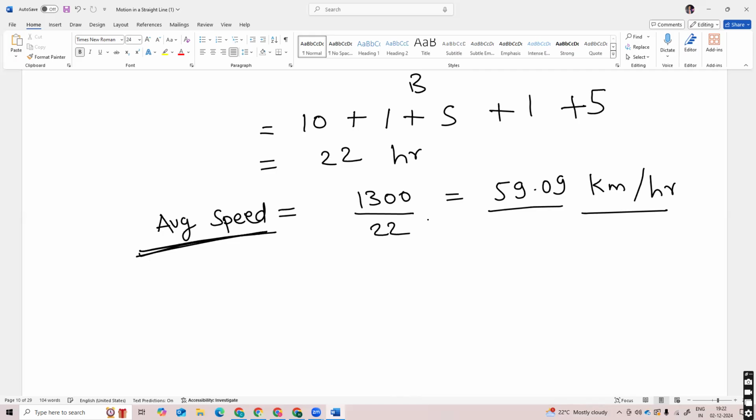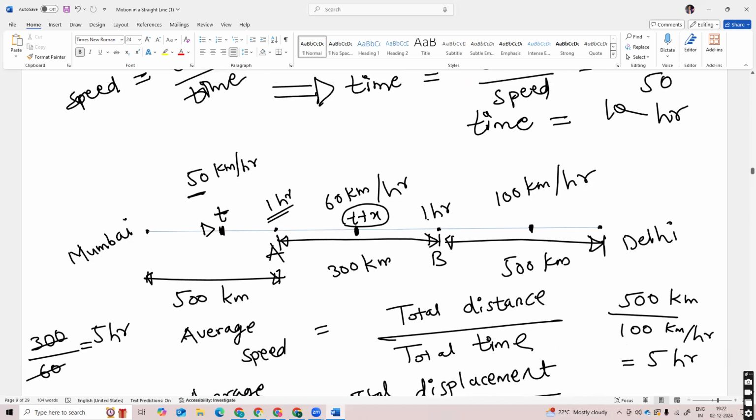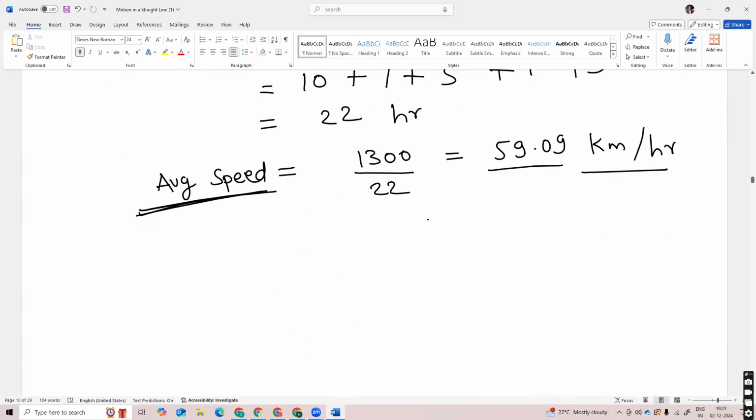So in this case the average speed was 59.09, and since we have traveled from Mumbai to Delhi in a straight path, since it was the shortest distance, the average velocity is also equal to average speed in this case. So it is also equal to average velocity because we have traveled by a straight path.